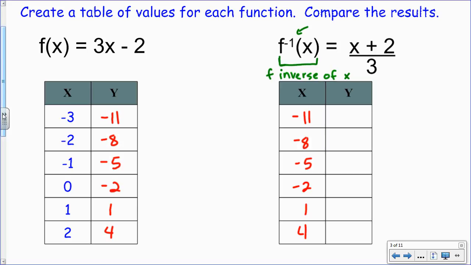When you go to plug those in, if you're using your calculator, either put parentheses in the numerator, or after you add 2, hit enter before dividing by 3, because that numerator needs to be done first. So what you're doing is negative 11 plus 2 divided by 3, so that's negative 9 divided by 3, which is negative 3. So just make sure you calculate the numerator first. So go ahead and fill in your y values.